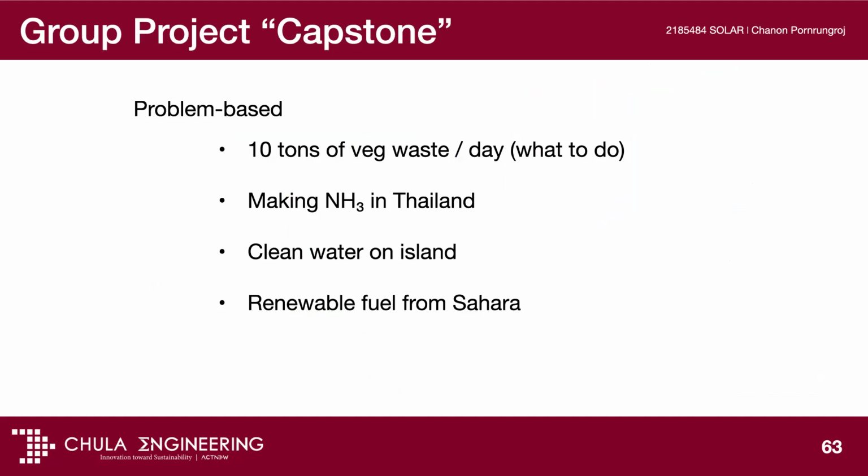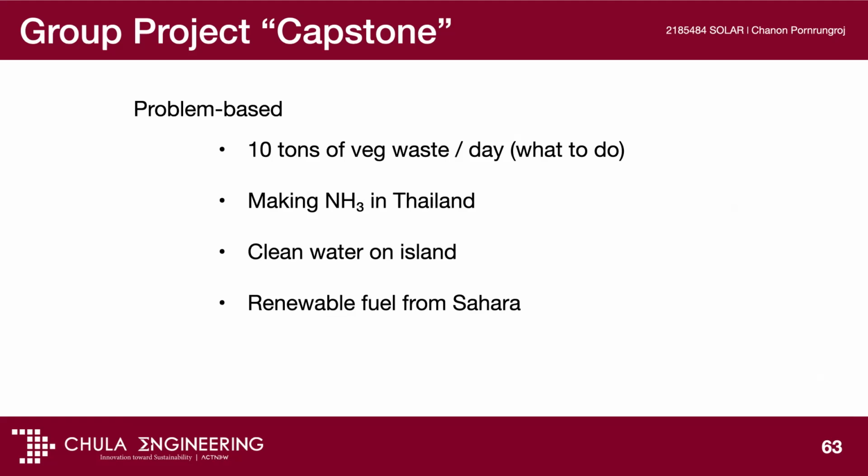Okay, the group project for this, how many people are there? 1, 2, 3, 4, 5, 6, and then one missing, 7. 7 or 8. If you don't count Thai, it's 3. Okay.